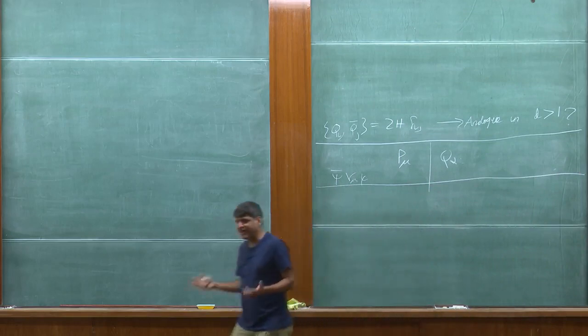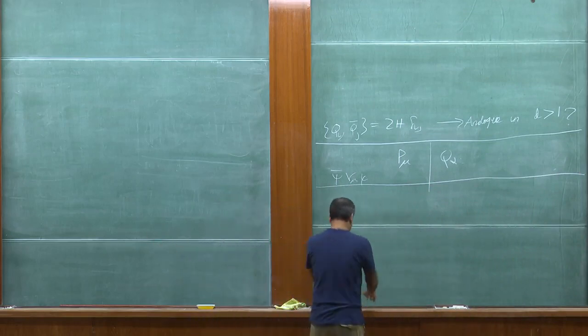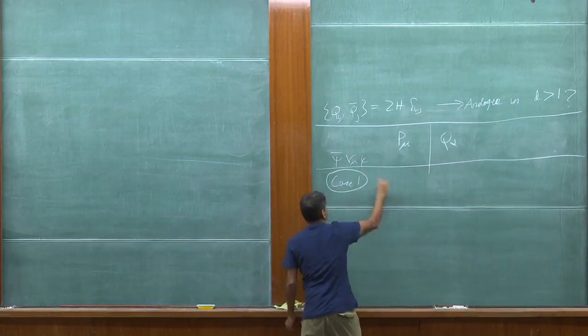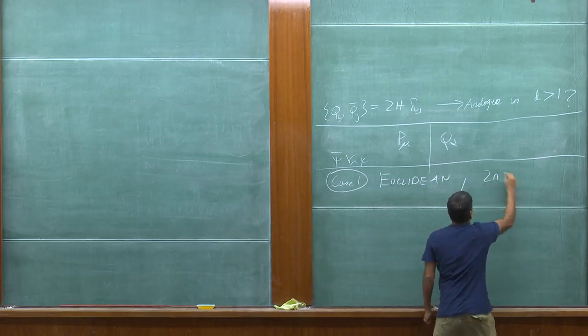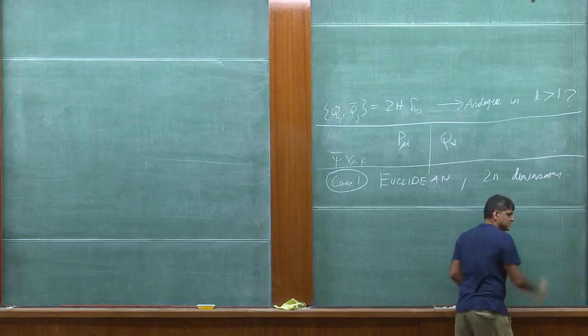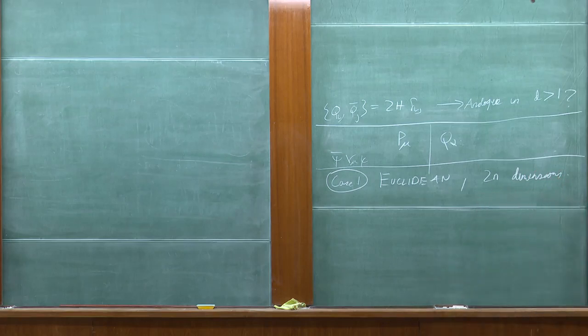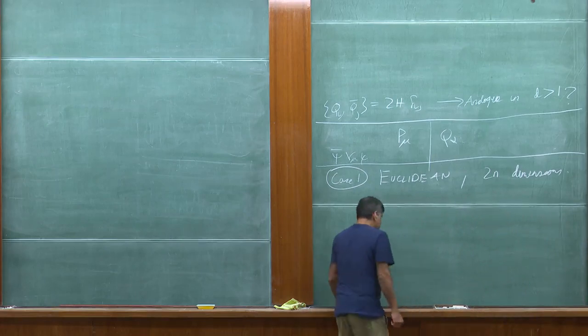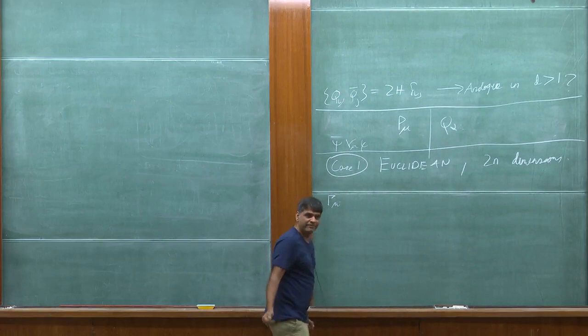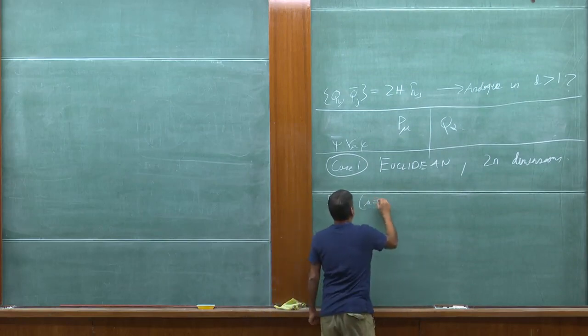Spinors are what you get from a Clifford algebra. So let us first start with case one: Euclidean, and 2n dimensions. Suppose we're in Euclidean space, no time. We'll soon generalize this to include time. But suppose we're in Euclidean space, with symmetry SO(2n), our number of dimensions is 2n. The question we're going to ask is, what can we say about the Clifford algebra, and therefore the spinors, of this case? So what we want to do is to create a set of gamma matrices, gamma mu, where mu runs from 1 to 2n.